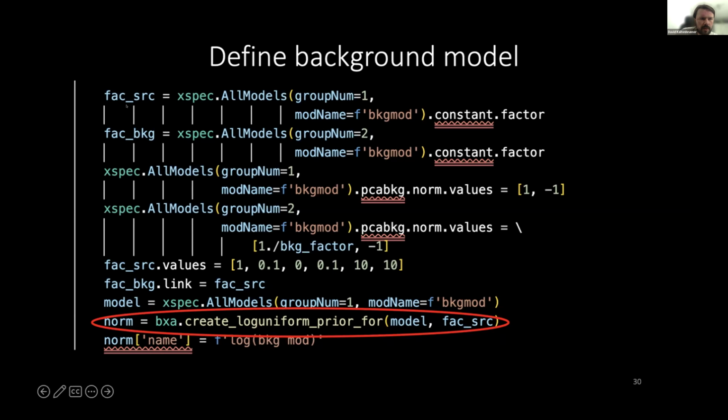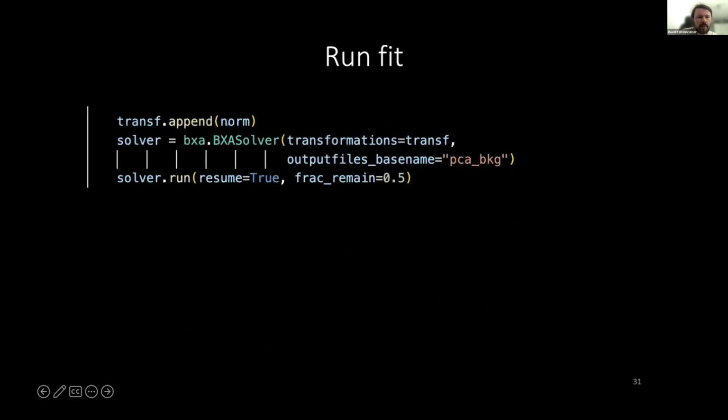And then those parameters here, so the constants, the first one we fit and the second one we link to the first one. So both of them will be fit at the same time. Both regions will be fit using the same spectral model for the background at the same time. Then we create a prior for this normalization, which will be a log uniform prior, because normalizations typically can vary over several orders of magnitude. And then we need to append it to those transformations that we had before, so this list that I mentioned.